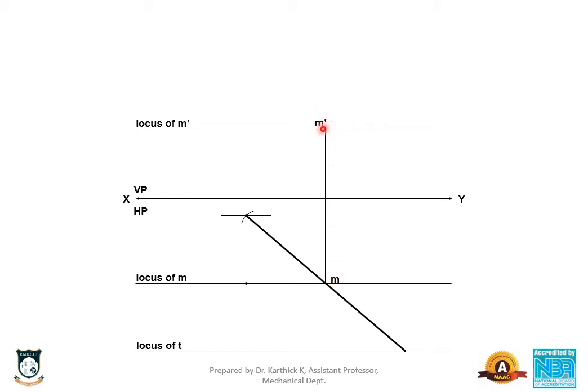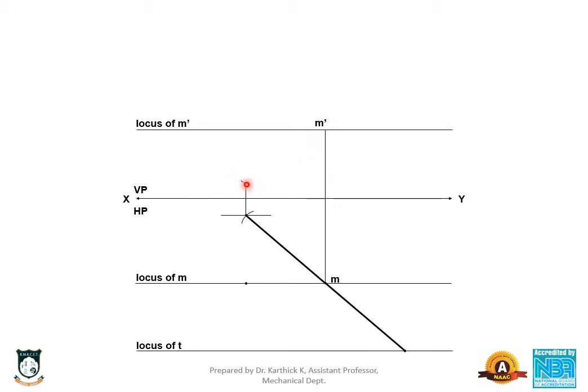Okay, from this M dash, what is the length of the front view? 110 millimeter. We have to take half of this. 110 millimeter divided by 2 will give 55 millimeters. So you can take a radius of 55 millimeter in your compass. Keep one leg of the compass here, that is M dash, and draw the arc.